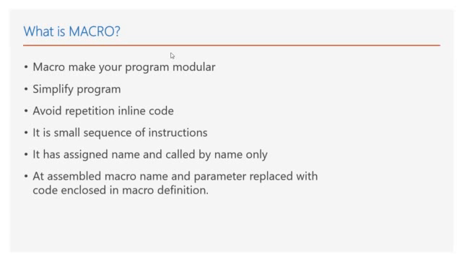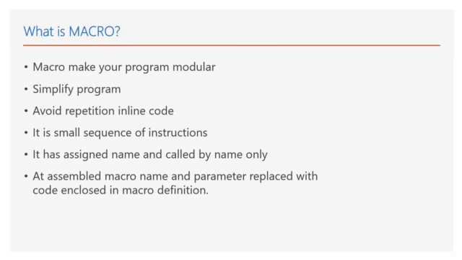So what exactly is a macro? Very first, the macro makes your program modular. Modular means you can make your program in parts and you can reuse those parts at various levels in your program. With the help of such macros, your program becomes more simplified. As the program becomes more simplified, your program is more readable.